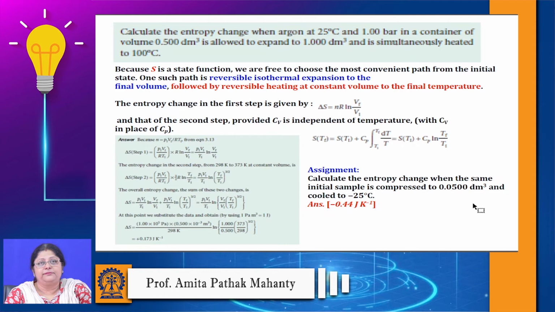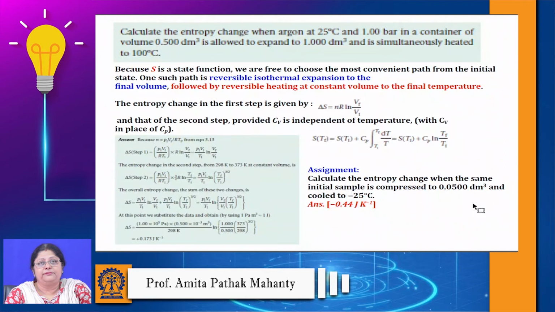So what are the entropy changes? How are we going to calculate? Are you doing it? Yes, ma'am. Okay, so isothermal reversible expansion will give you a delta S value equal to nR ln V2 by V1, or V final by V initial.